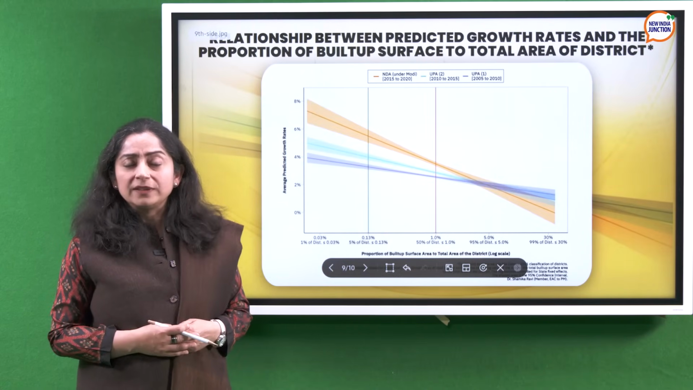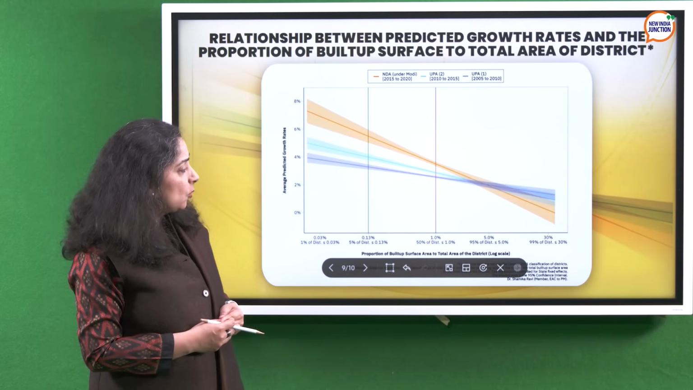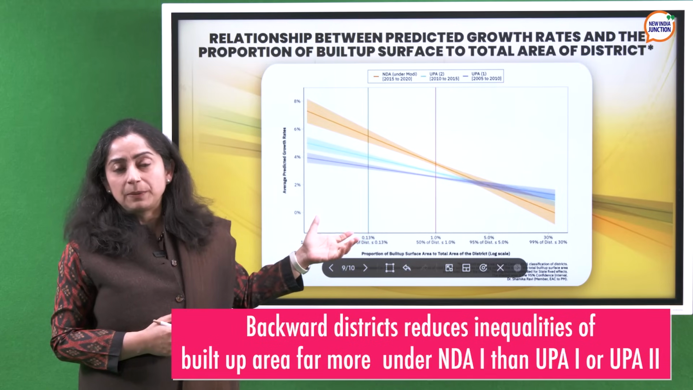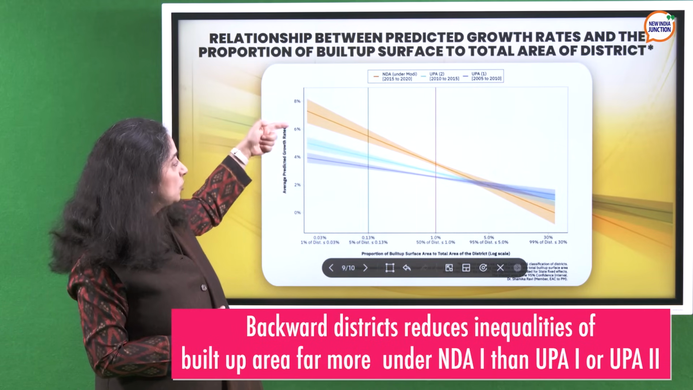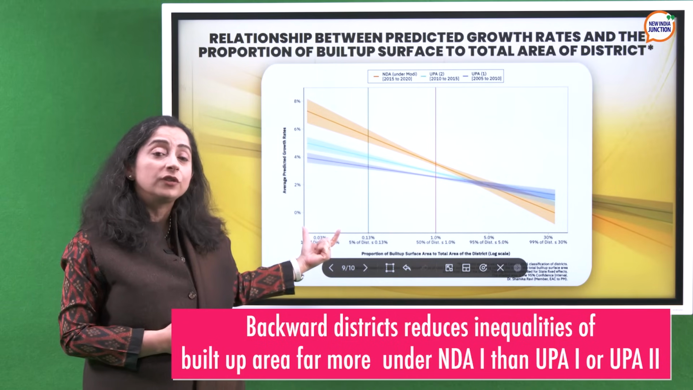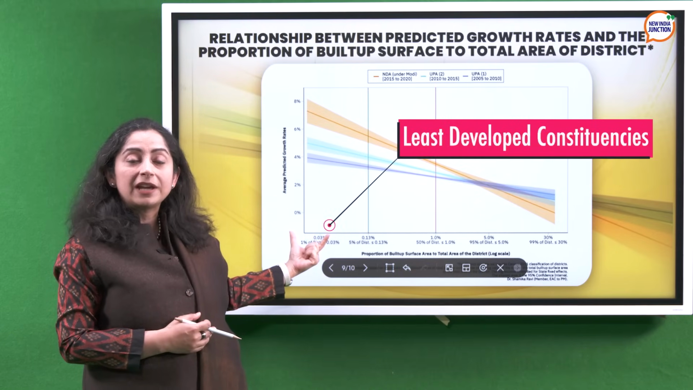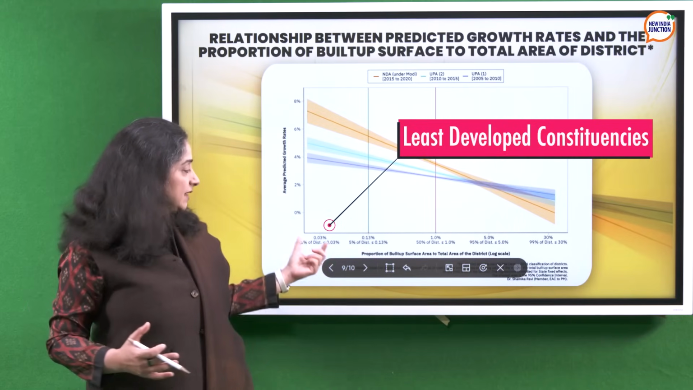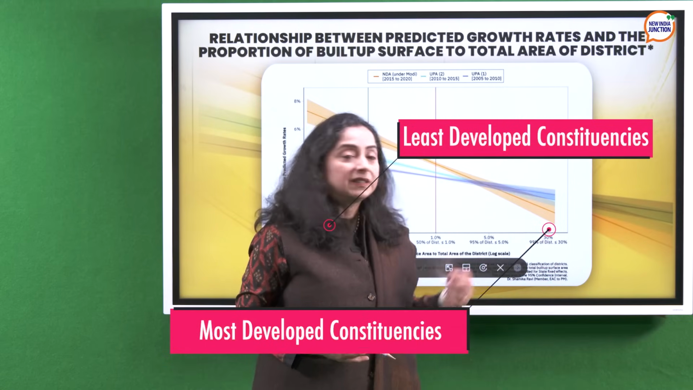What about the inequality results? Meaning, how is this growth distributed across the country? Again, what you will notice is similar results to what we saw under the parliamentary constituencies. That under the NDA, under Prime Minister Modi, it's almost a 7% higher growth in the most remote or the least developed parts of the country. These are your least developed parts, which have less than 3% constructed area within a neighborhood. So, these are the least developed parts of the country. These are the most developed parts, which have more than 30%.